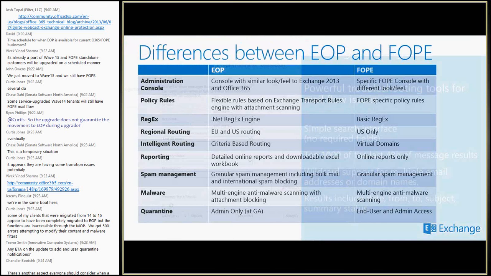So we've talked about a bunch of the differences between Exchange Online Protection and the previous version, FOPE, throughout this session. But this slide really just highlights a few of them in one place. And I think the key thing really is that we've taken across all of the best bits of FOPE, but enhanced those. So some of the things that perhaps have changed in terms of name: intelligent routing. We used to have this concept of virtual domains in FOPE. We're now calling this intelligent routing, using criteria-based routing within Exchange Online Protection.